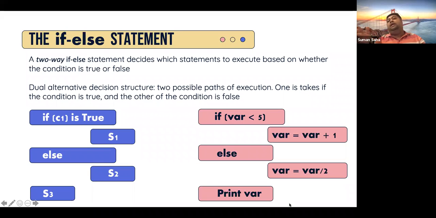Now I'm saying that if it is raining, take umbrella, go to school. If it is not raining, take sunglasses, go to school. Now you have two options, right? That is called a two-way path, the two-way if-else statement. It decides which statement to execute based on whether the condition is true or false. If it is true, execute something. If it is false, execute something else. Dual alternative decision structures have two possible paths of execution. One is taken if the condition is true and the other if the condition is false.